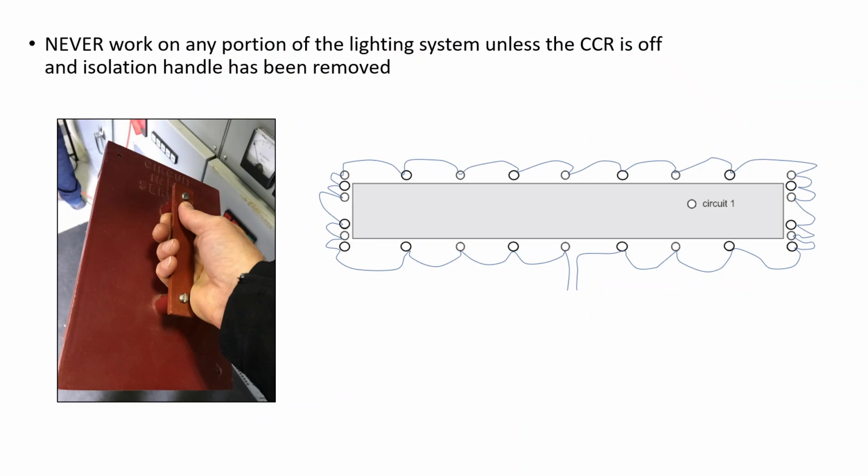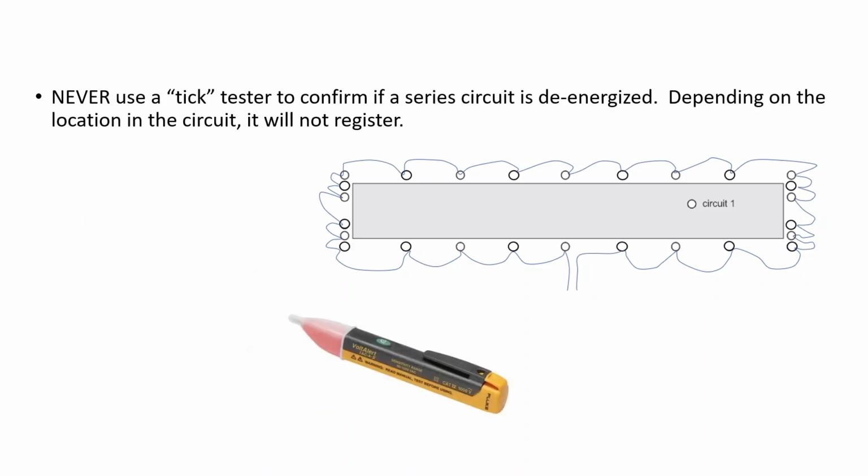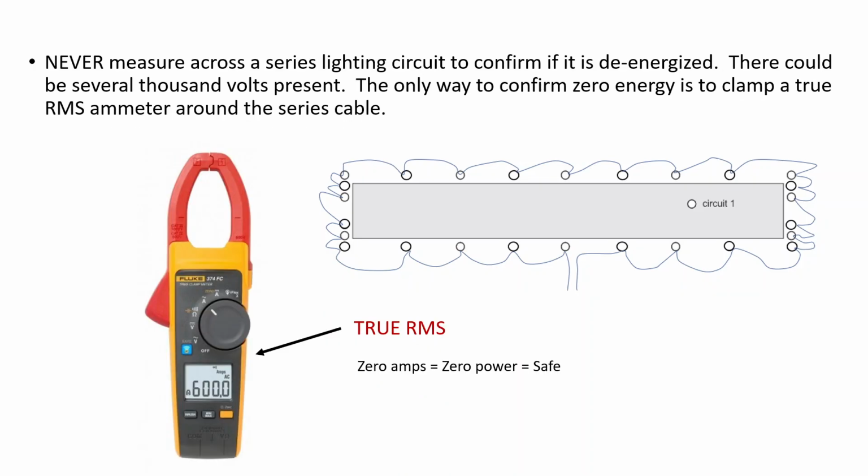In closing, never work on any portion of the lighting system unless the CCR is off and the isolation handle has been removed. Never use a tick tester to confirm if a series circuit is de-energized. Depending on the location of the circuit, it will not register. I can't instill that strongly enough. It will not actually register depending on where on the series circuit you apply it.